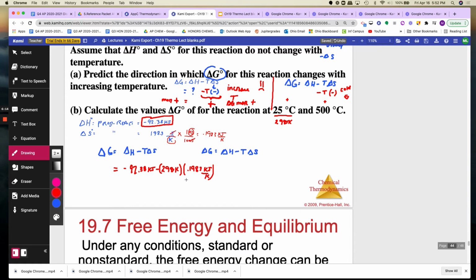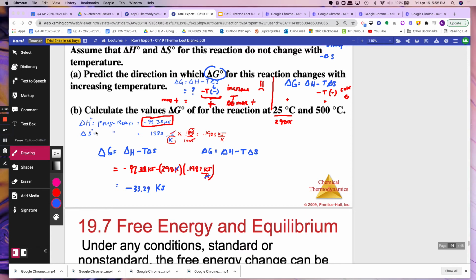Okay, so the K's will cancel here, as you can see. This cancels with this. You're going to end up with a unit of kilojoules. Okay, if you do this math, I got negative 33.29. Okay, let me verify that really quickly. Okay, so I found my error. This number is a negative number, which makes this negative, and so the math should work now.